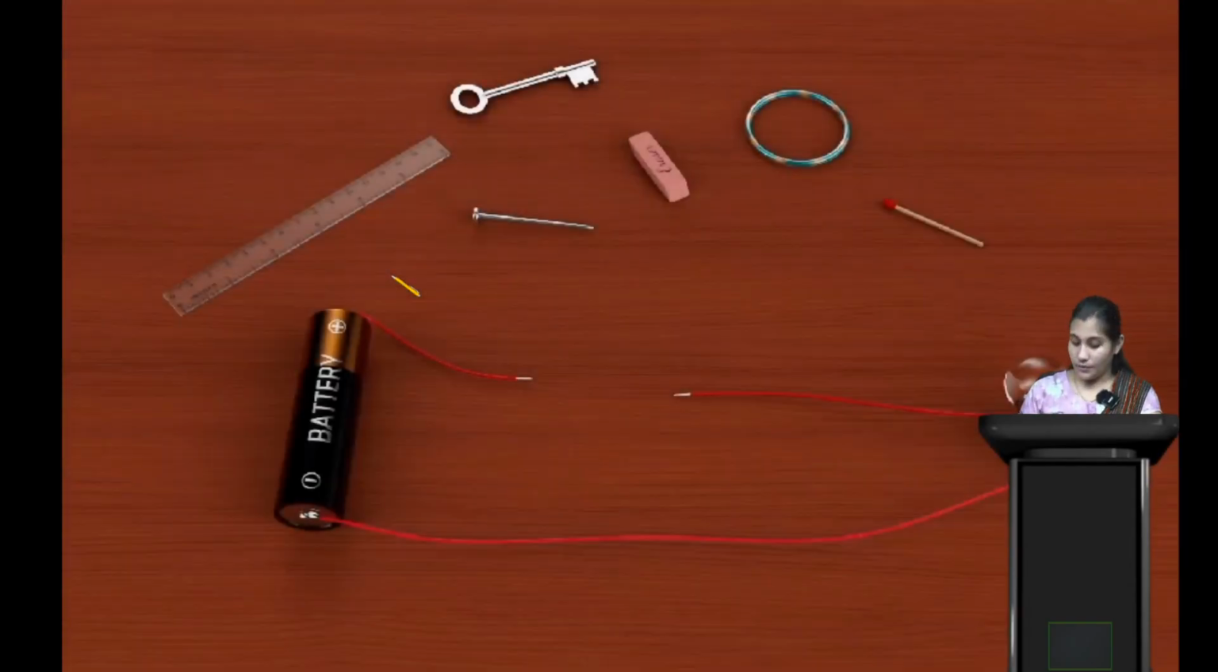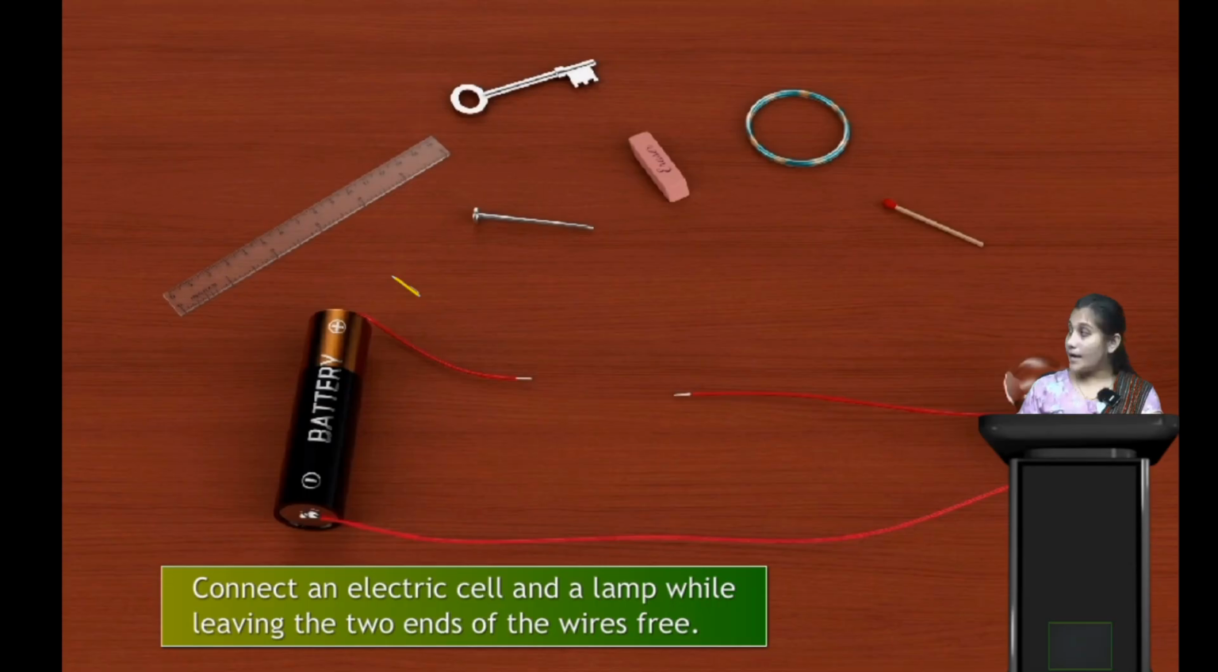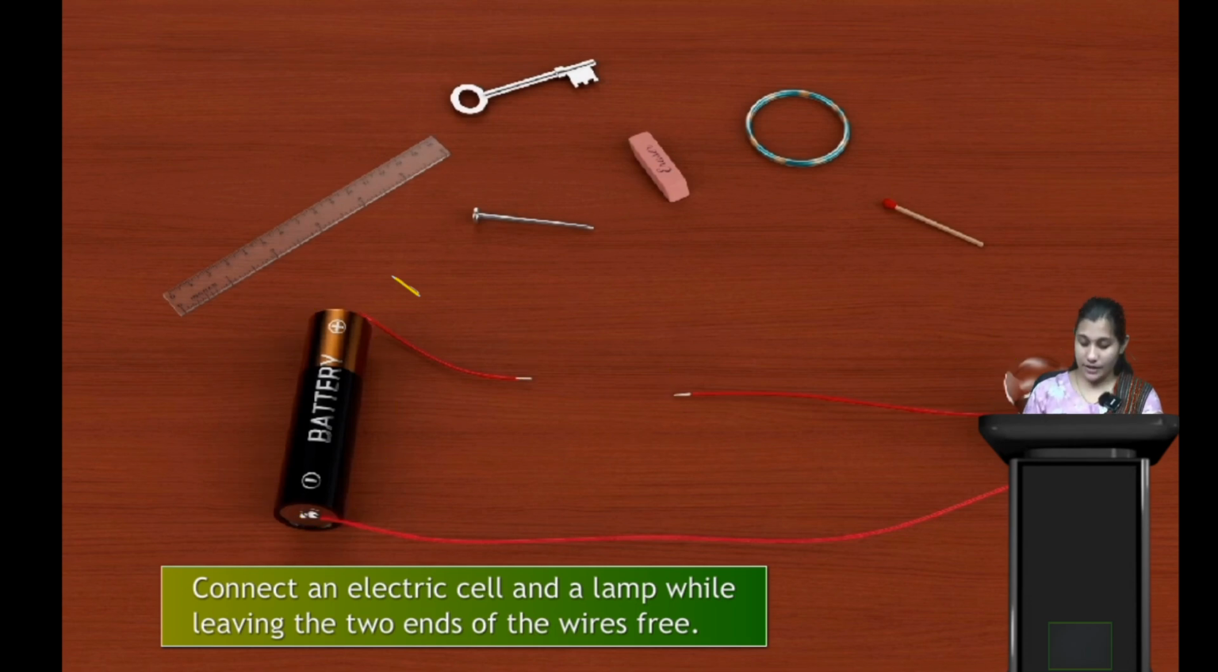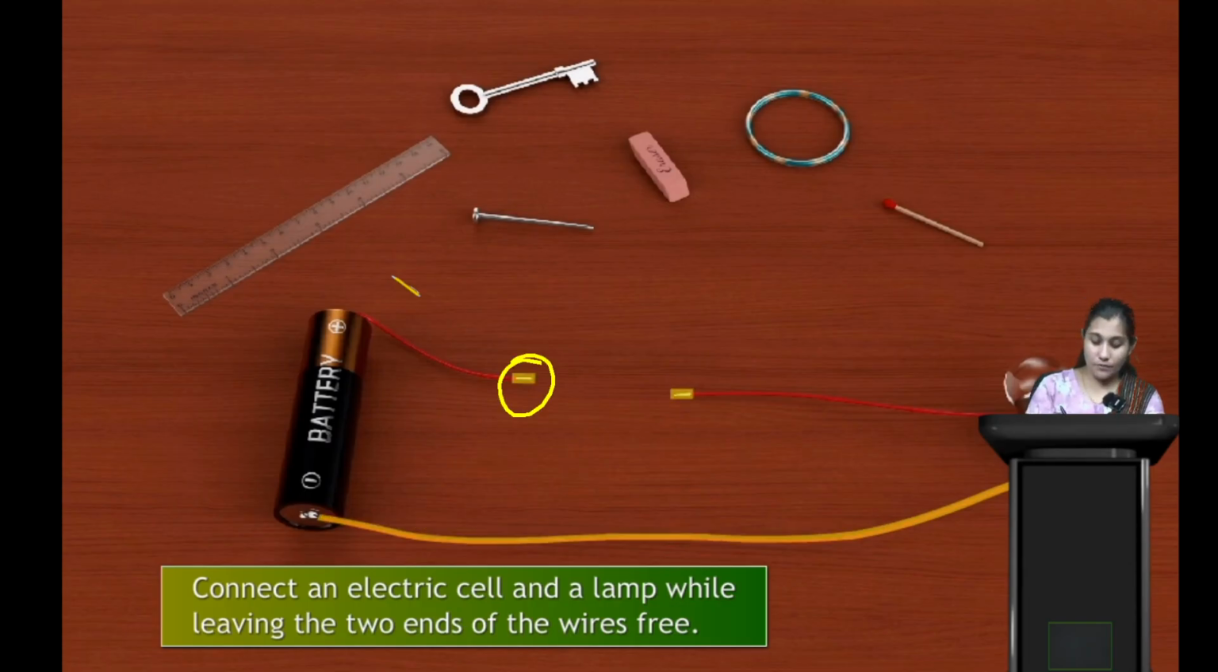So here we perform one activity. Connect an electric cell and a lamp while leaving the two ends of the wires free. Like this, connect this electric cell and this lamp. See, here the electric cell and the lamp are connected with the help of a wire, and these two points remain free.